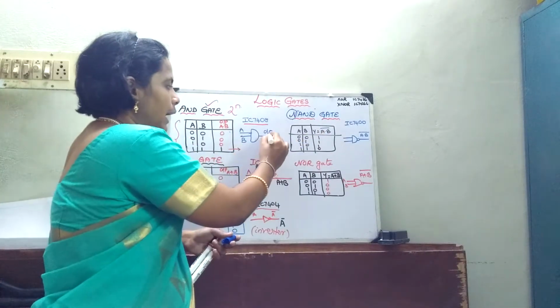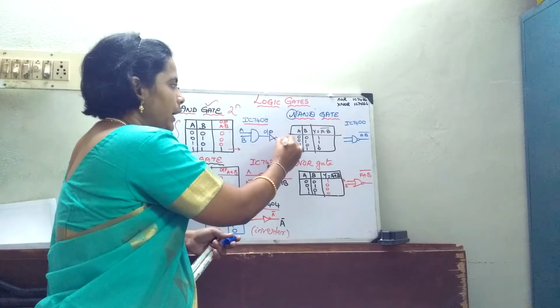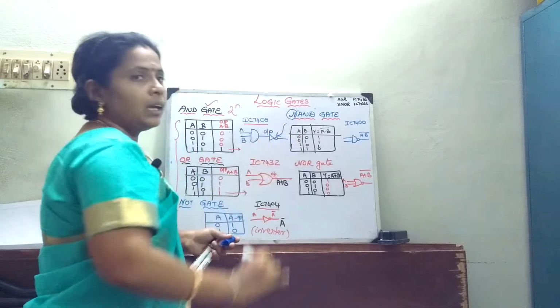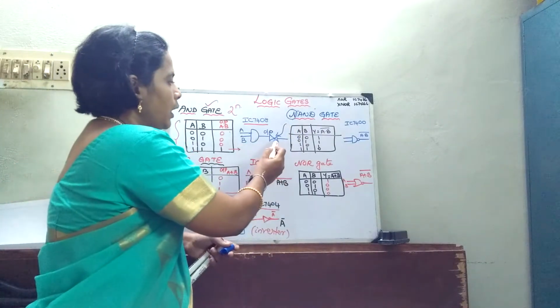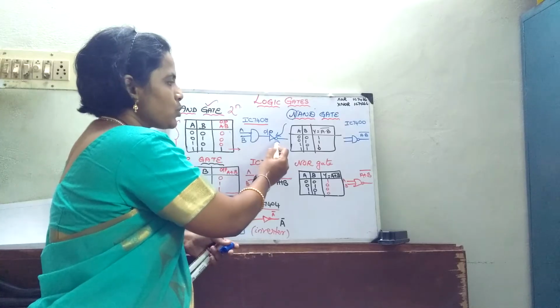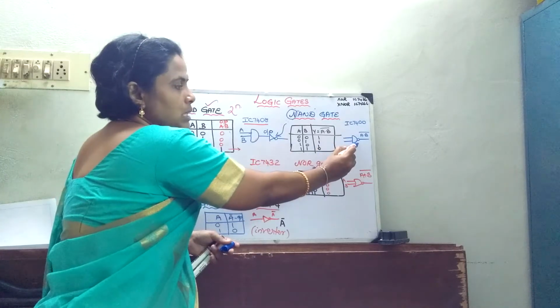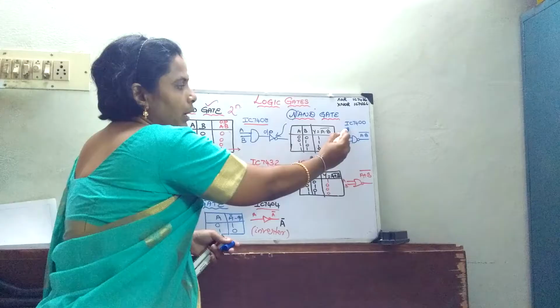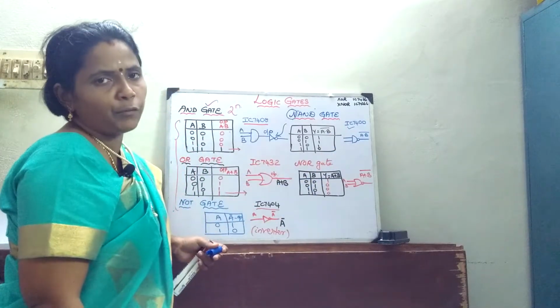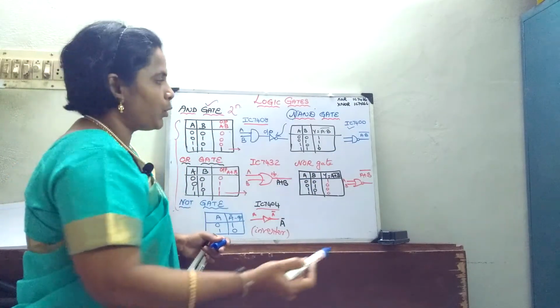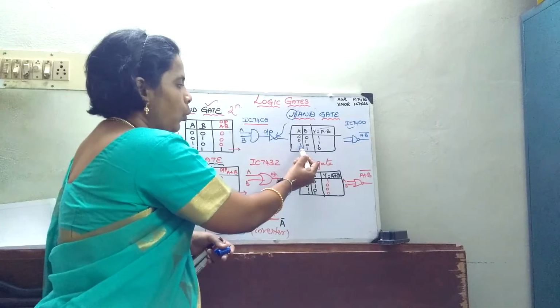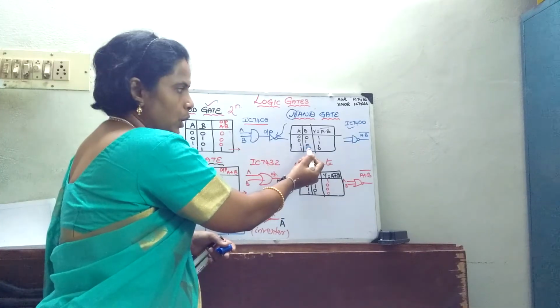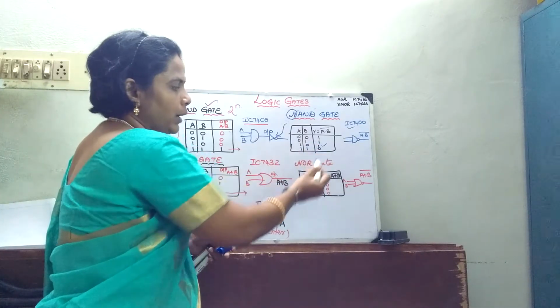Suppose in this diagram, if I put a NOT gate, it behaves as a NAND gate. Now this I can represent by means of a bubble, which is only represented as a symbol here. And the IC required for this is IC 7400. If you want, you can check any condition. 1 into 0 is 0, the complement value is 1.